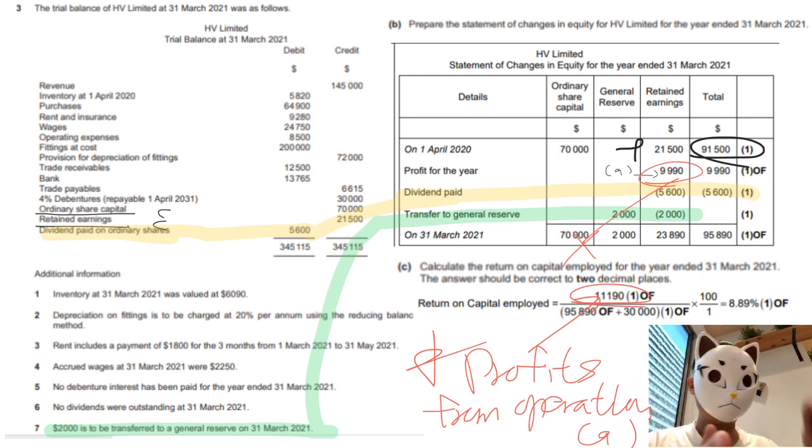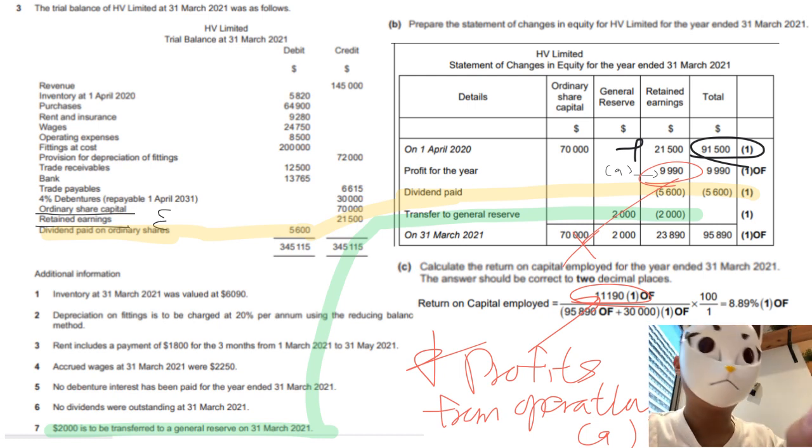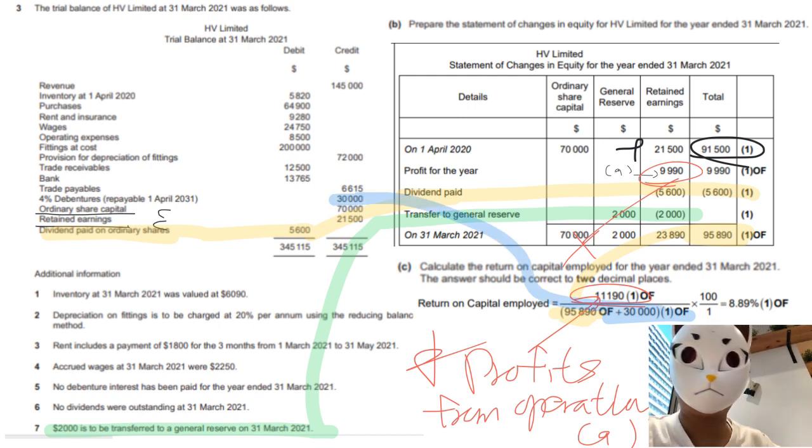And in the exam report, it talks about that a lot of candidates make use of 9900, so that must be wrong. You have to make use of 11190 as the return. And next, let's take a look at the other items. This one, 95890, you grab it here from part B, and another one, 30,000. Of course, this would be the debenture. So this is all for this part C, the most difficult part in the whole set of paper.